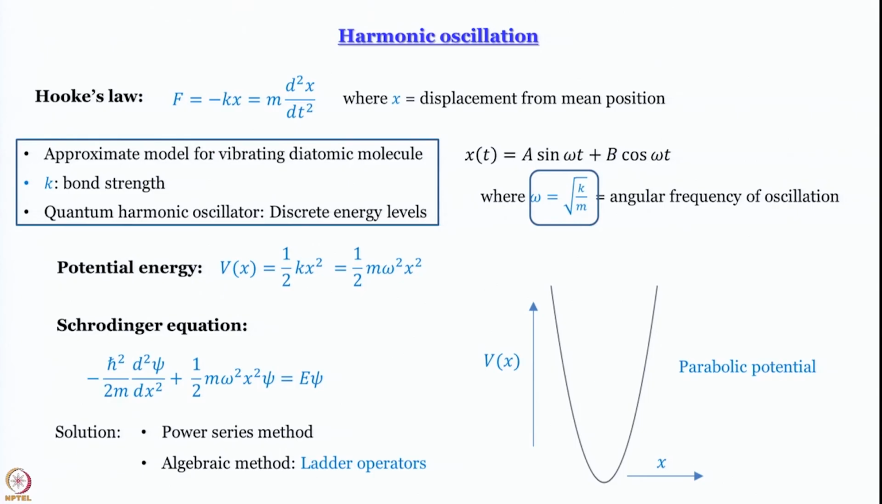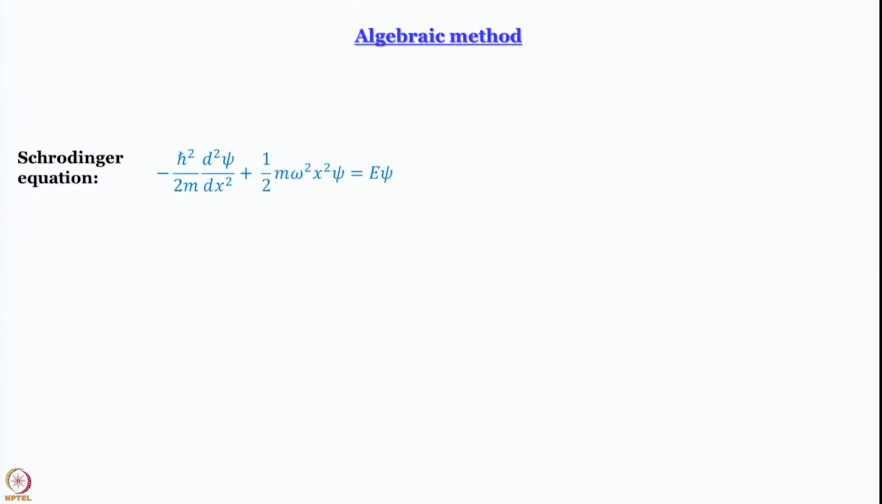Okay. So, let us go ahead and try to learn the algebraic method using ladder operators for finding solutions of the Schrodinger equation for a quantum harmonic oscillator. Okay. So, here is your Schrodinger equation. Let us see if we can write it in a slightly simpler form.